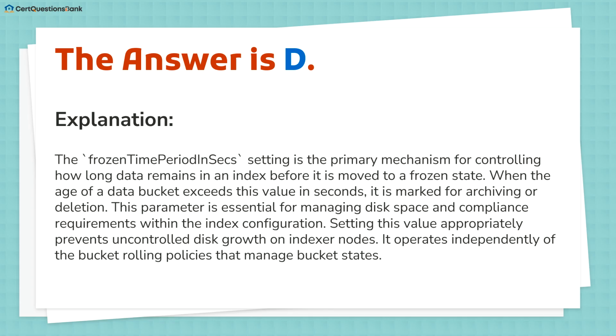The frozenTimePeriodInSecs setting is the primary mechanism for controlling how long data remains in an index before it is moved to a frozen state. When the age of a data bucket exceeds this value in seconds, it is marked for archiving or deletion. This parameter is essential for managing disk space and compliance requirements within the index configuration. Setting this value appropriately prevents uncontrolled disk growth on indexer nodes. It operates independently of the bucket rolling policies that manage bucket states.